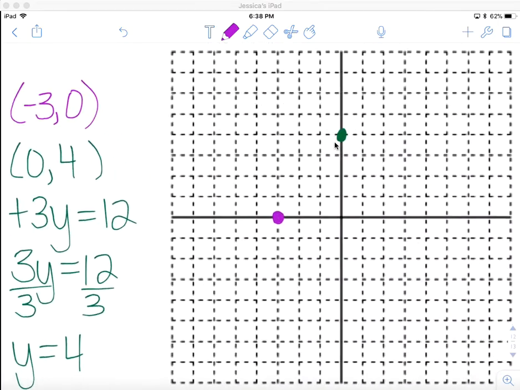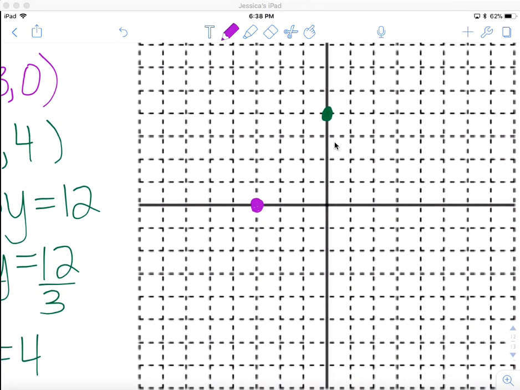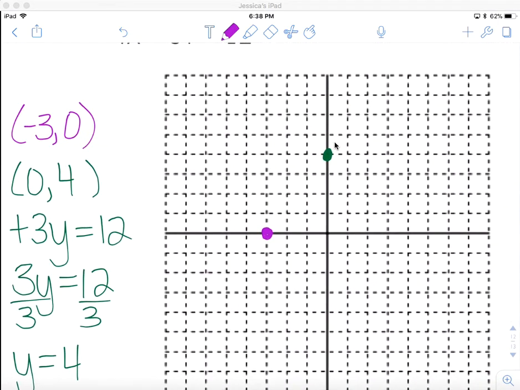Looking carefully at this, I'm going up 4, right 3. I can continue this line, up 4, right 3 with the same slope, or down 4, left 3 to keep it positive, and then I can connect my points.